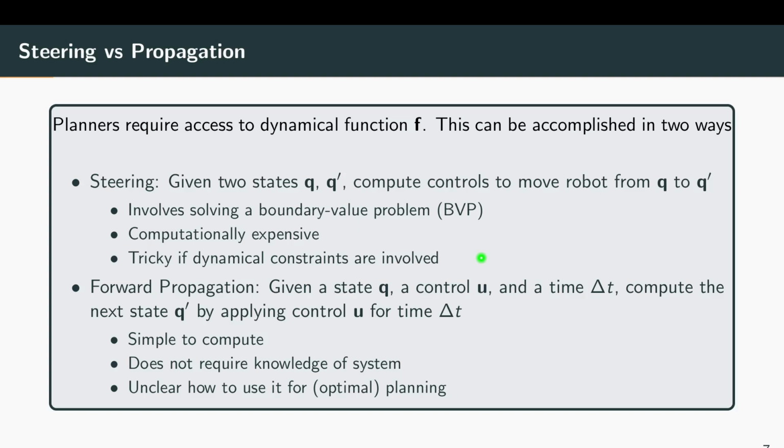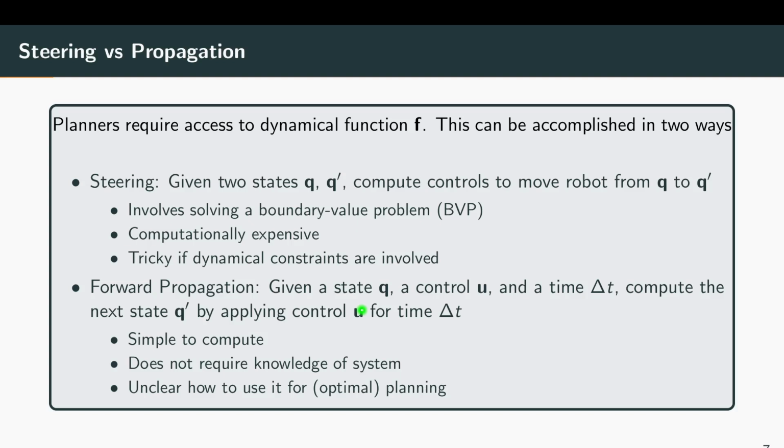Maybe I start with forward propagation because it's kind of easier. It's also what you have already done basically in programming assignment 1. So let's assume you're given some state and some control and some kind of time difference delta t. Then to compute the next state, you basically just query that dynamics function that you have. You might need to integrate it. You can use Euler integration or something else. And then with that, you compute the next state.